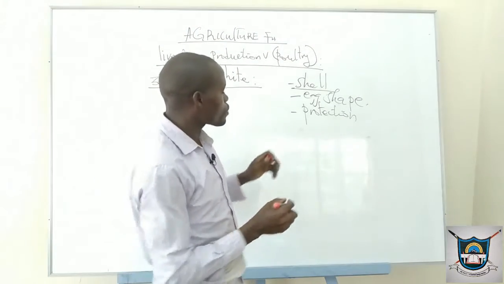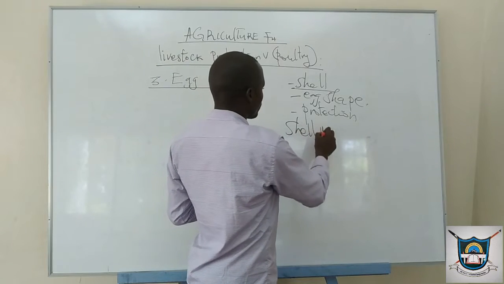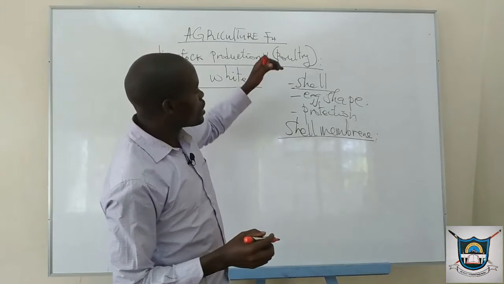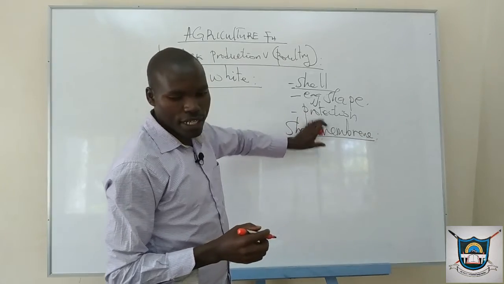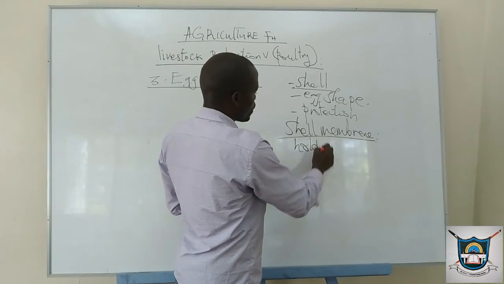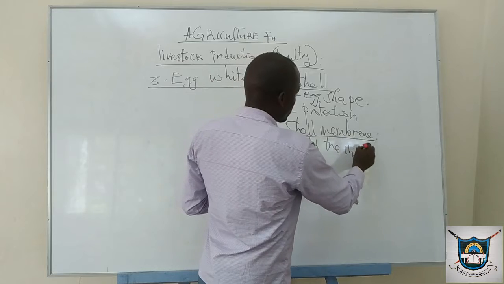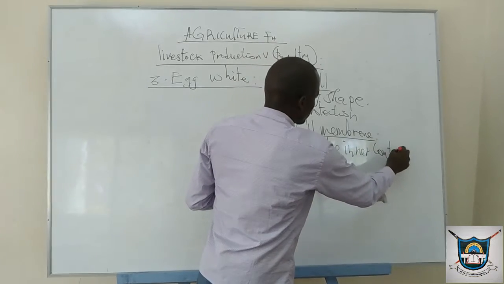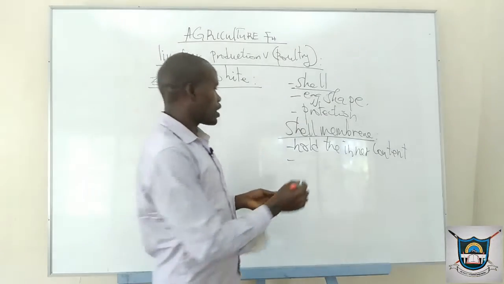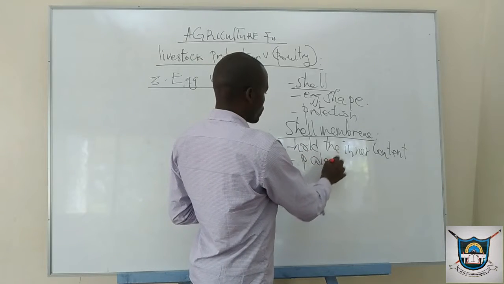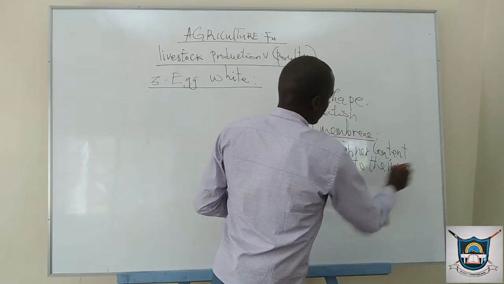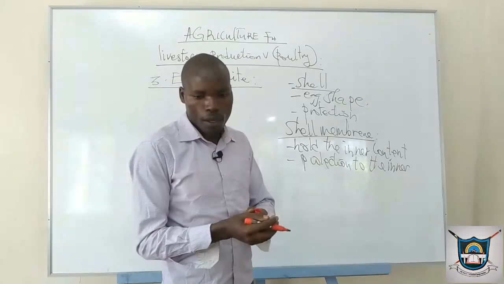After the shell, we also looked at the shell membrane. We said that immediately after the shell comes the shell membrane, and some of its functions are, one, to hold the inner content, and two, to give protection to the inner content. These are some of the roles of the shell membrane.